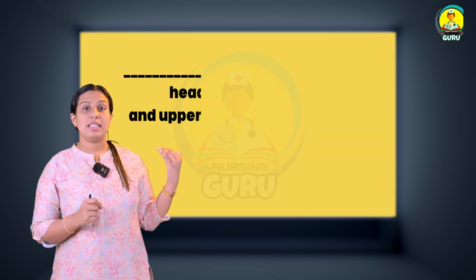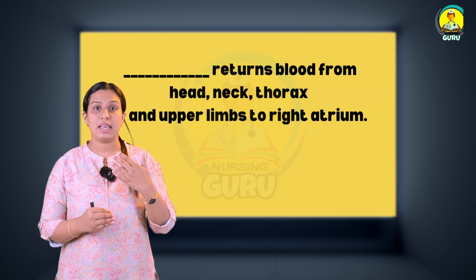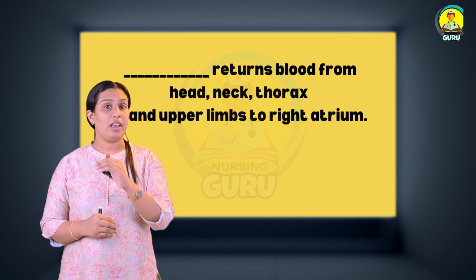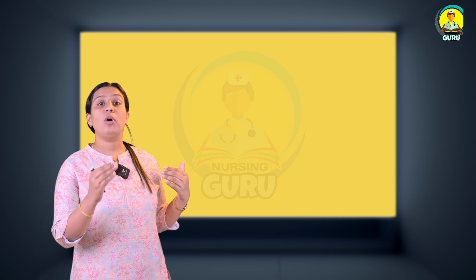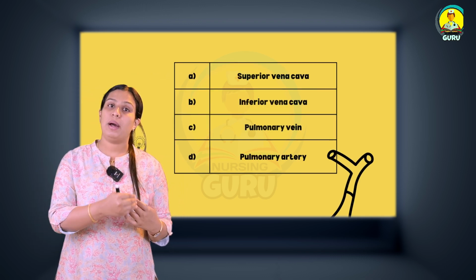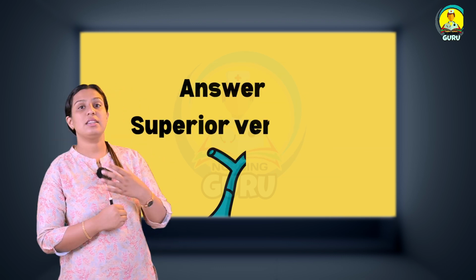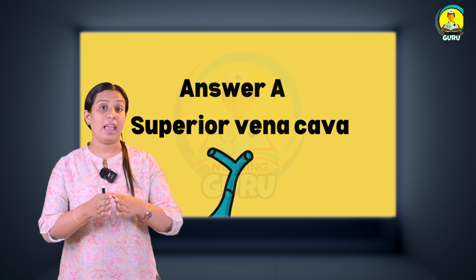Next question, that is, dash returns blood from head, neck, thorax and upper limbs to the right atrium. Okay, I hope this question is clear. Otherwise, once again you have to read: option superior vena cava, second option inferior vena cava, pulmonary vein and pulmonary artery. Which is the right answer? The right answer is exactly option A.